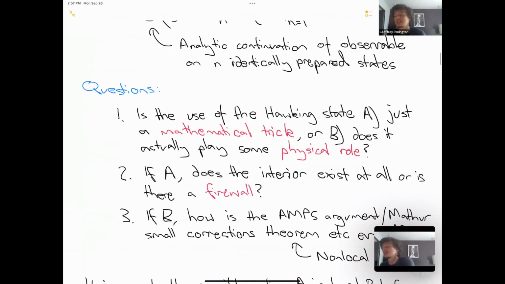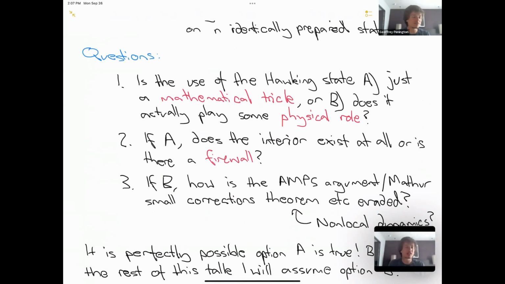And the big one is, okay, if the Hawking state was just an intermediate step in this mathematical computation, then is that all it is, or is it not? Is it really just a mathematical trick that we use, or does the Hawking state actually have some sort of physical interpretation? Does it play some physical role in the computation, even if it's not the real state that we want to be computing the entropy of and seeing that we get the Page curve? And either conclusion here leads to a host of other questions.